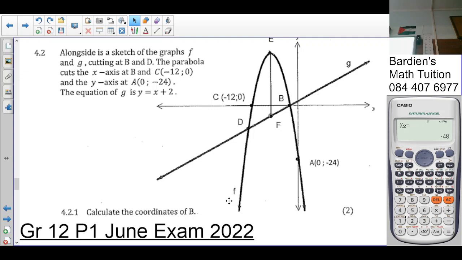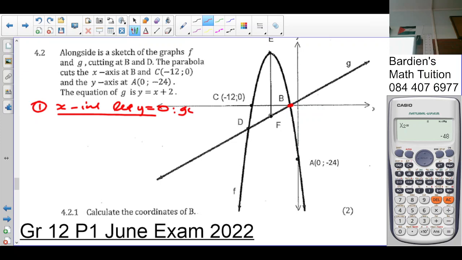The question says calculate the coordinates of B. So B is the x-intercept of your parabola and the x-intercept of your straight line. We don't have the equation of the parabola, so you must work with the straight line. How do you calculate the x-intercept? We let y equal 0. So we can only work with the g of x graph. So 0 is equal to x plus 2, which implies that x is equal to minus 2. Have I answered the question? No. They want the coordinates of B, which is (-2, 0).